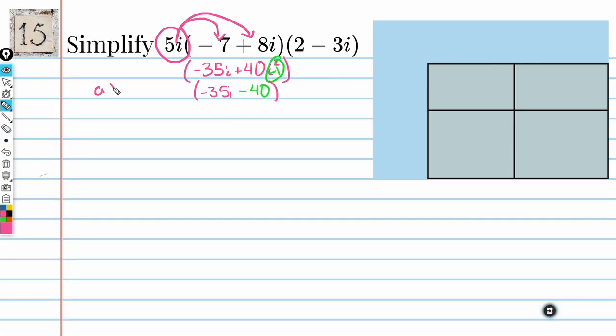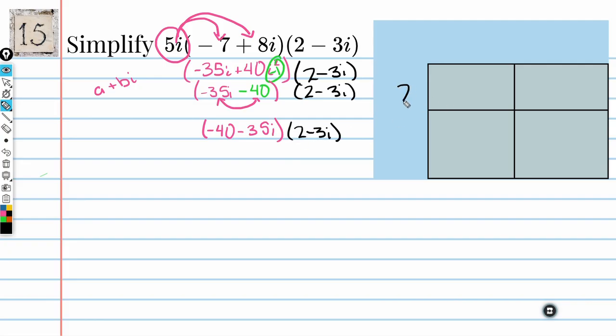And this is in the form that we need for complex numbers, a plus bi. We need to switch around the real and imaginary parts to get it in the correct order. When they switch places, their sign travels with them. And so that would be negative 40 minus 35i. The other complex number that we're multiplying by doesn't change. So we're not doing anything to the 2 minus 3i. We're going to write 2 minus 3i on one side, and we're going to write the negative 40 minus 35i on the other.